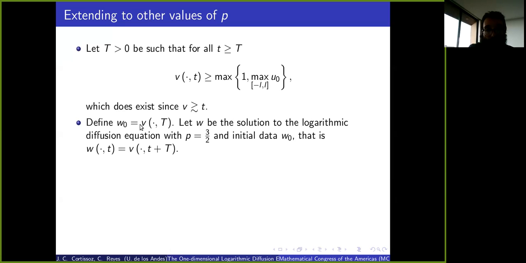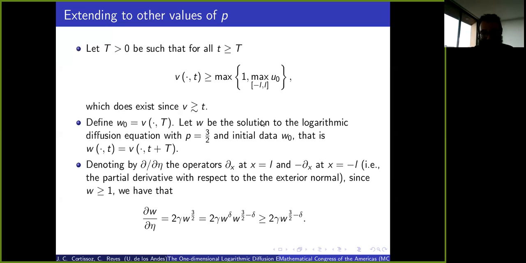So my new initial condition is v, taken at time T, capital T. So the solution to the logarithmic diffusion equation with this initial data is exactly v, but displaced by capital T. That's all. But notice that w naught is larger than u naught. And notice this inequality. The derivative of w with respect to eta is this because it satisfies the logarithmic diffusion equation with p equals 3/2. But notice I took advantage of w being larger than one and the max of u naught, to take this w to the delta here and get rid of it to get this inequality.